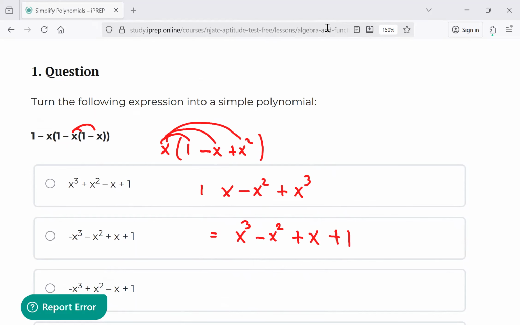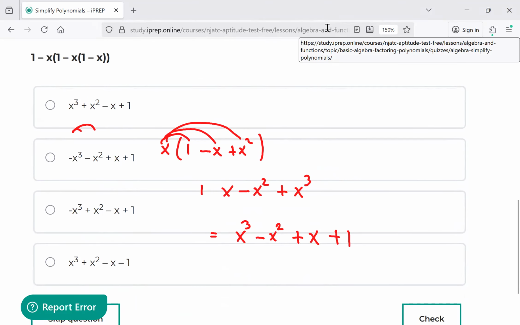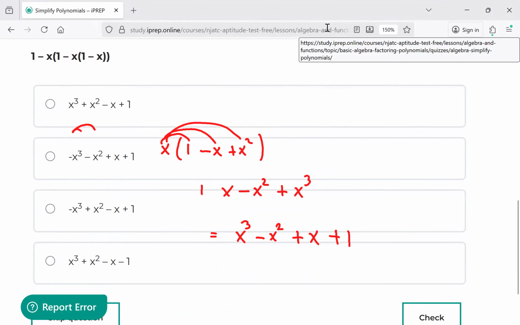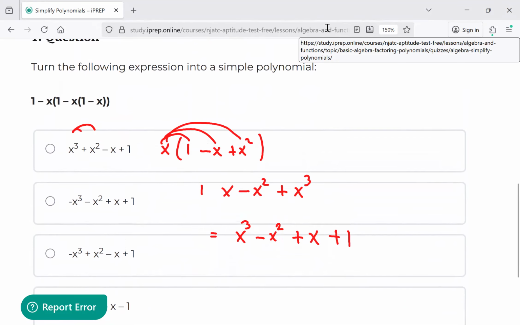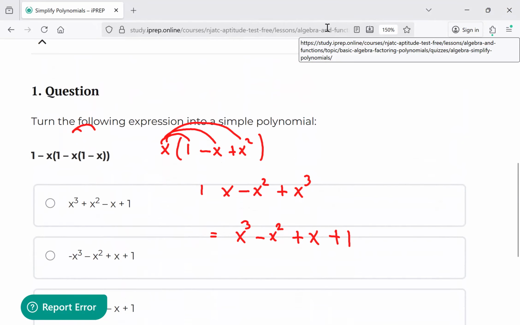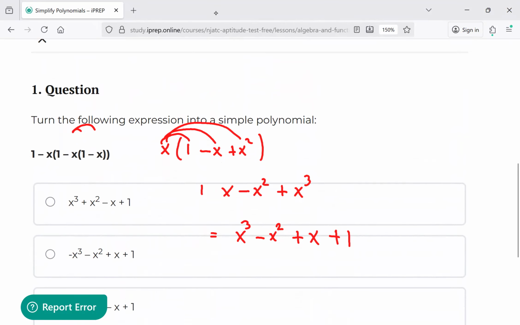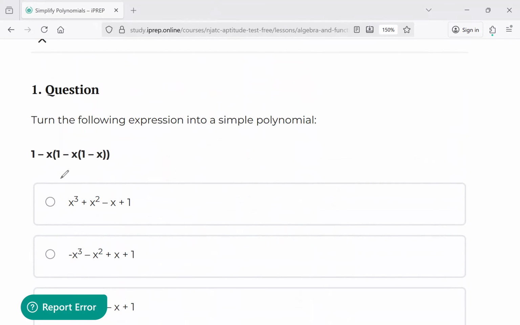See my answer now? X cubed. I don't see my answer. X cubed. Hmm. So look at where the parentheses are.